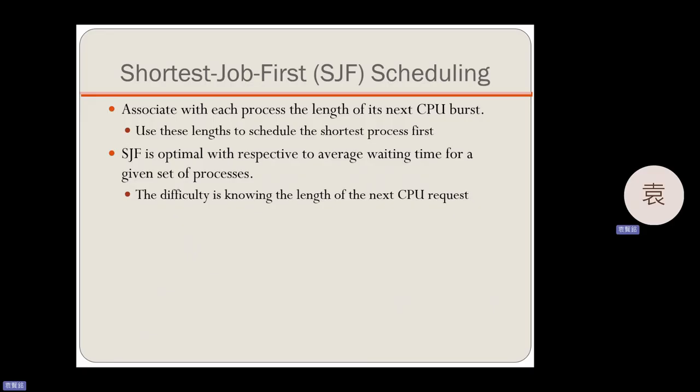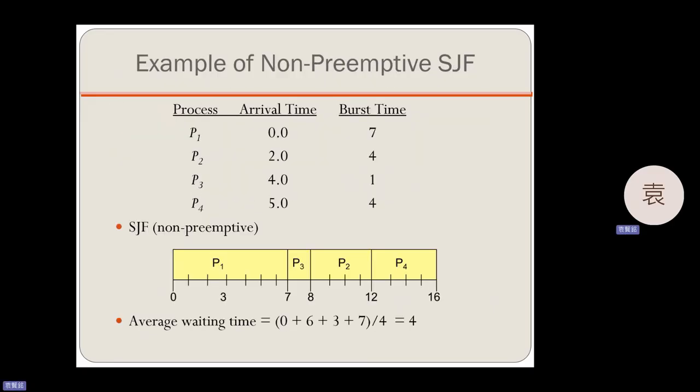And the difficulty for this, so it's optimal in some sense, but however, the requirement is that we know the next CPU burst. We know precisely the time of the next CPU burst for each process, and that's difficult because in general we don't know the next CPU burst time of each process.